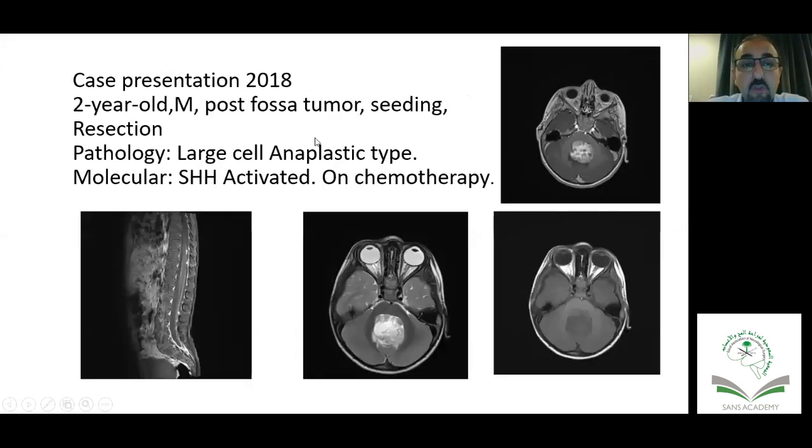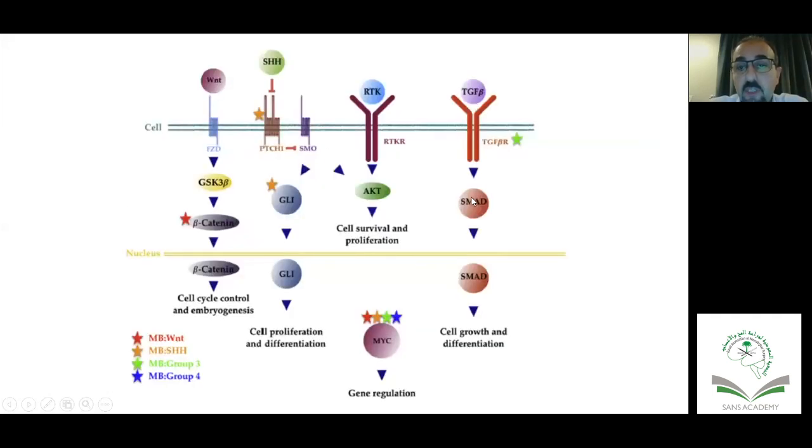This is another example: 2 years old, seeding, resected. It's a large cell anaplastic. This is one of the few cases we're sending now, and it actually has the Sonic Hedgehog activated type, and he just started chemotherapy. This was a 2-year-old, and this is the age of SHH, Sonic Hedgehog disease. If people are interested in the pathways, there are four: the wingless integrated activated, Sonic Hedgehog pathway, group 3 and group 4.